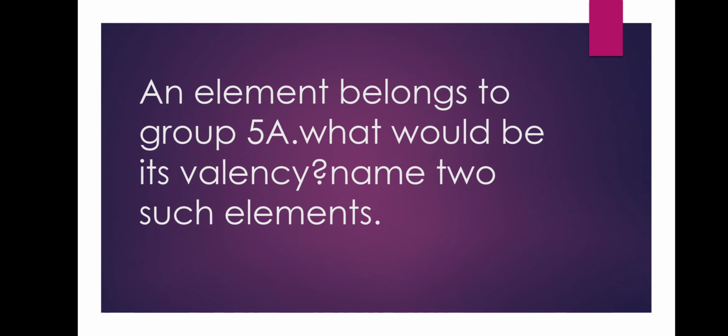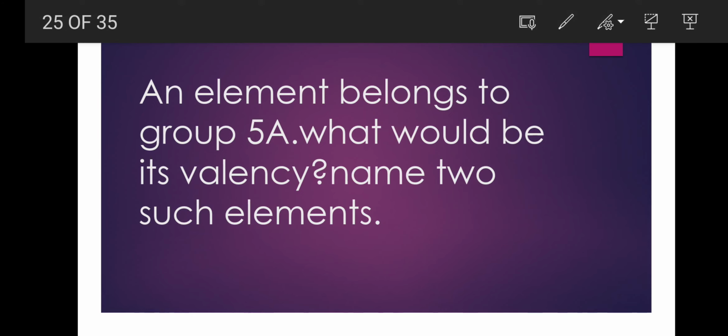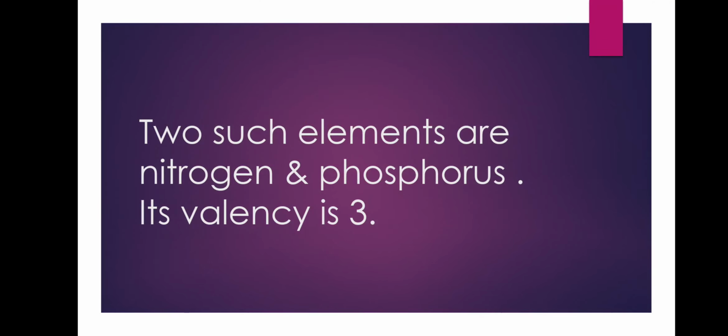Next is an element belongs to group 5A. What would be its valency, and name two such elements? Here I have written 5A, but actually it should be written like this, 5A. Clear? But this font was not available there, so I have written like this. But in exam paper or in book or wherever you write, you will get it in numeral form. Okay. Now the answer is two such elements are what? Nitrogen and phosphorus, and its valency is 3.